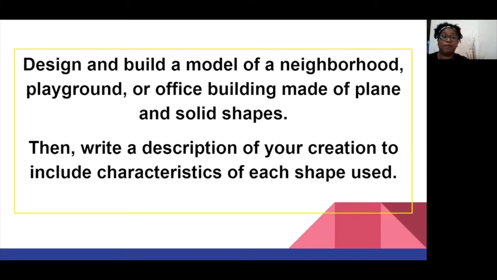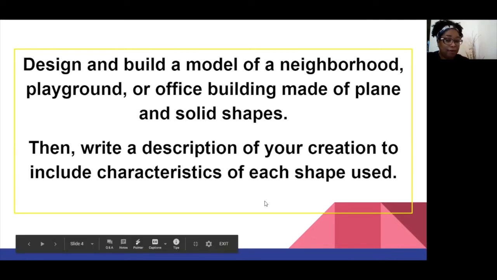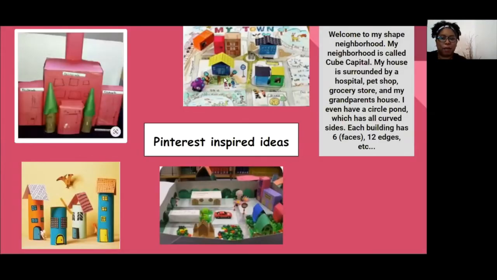Okay, so once you have designed it and built it, then you are going to tell about it, write about it. Tell me all the shapes that you use and write a brief description about the characteristics of each shape. Okay, let's take a look at what that could possibly look like. Let's take a look at this example here, this little town right here. As you can see, this little town has been made out of both plane shapes and solid shapes, okay? And then next to it, you see a small description.